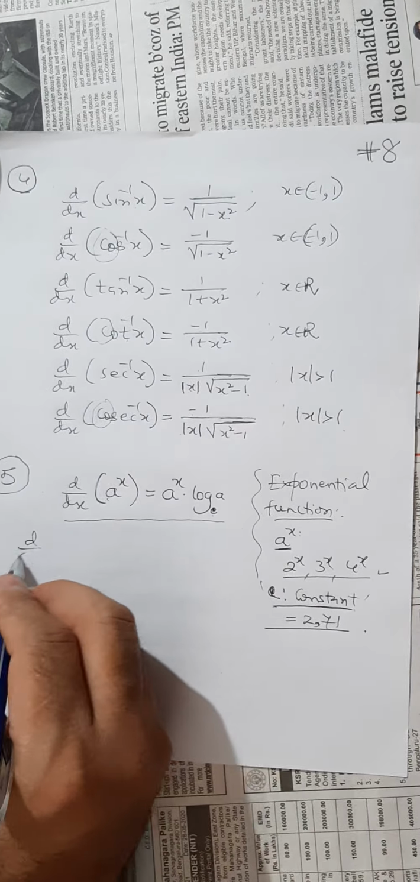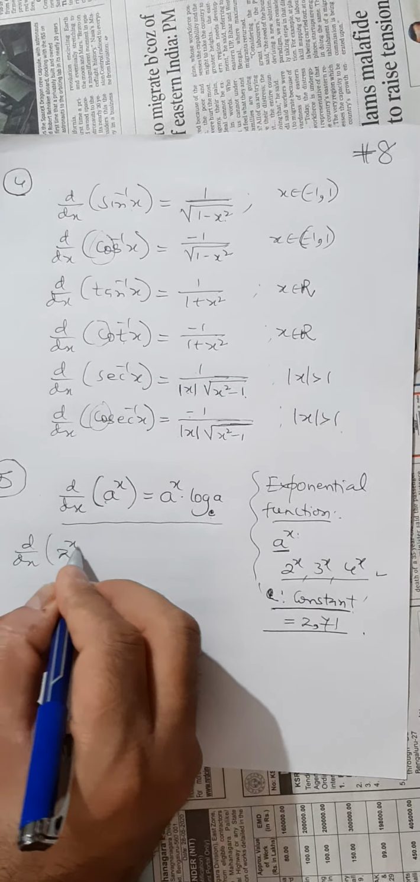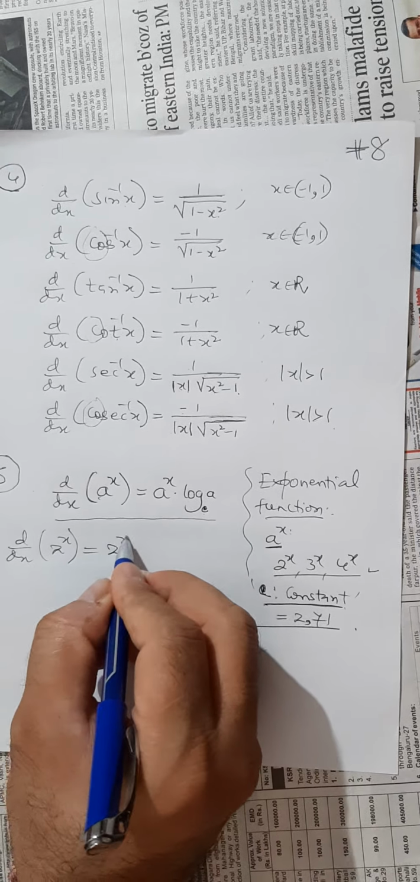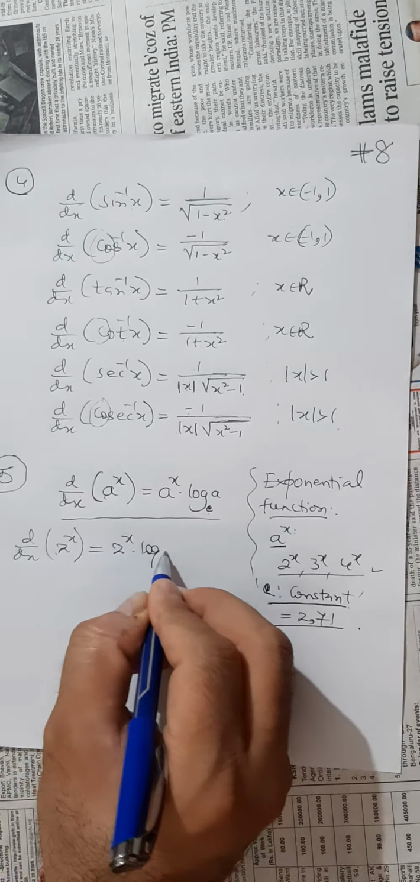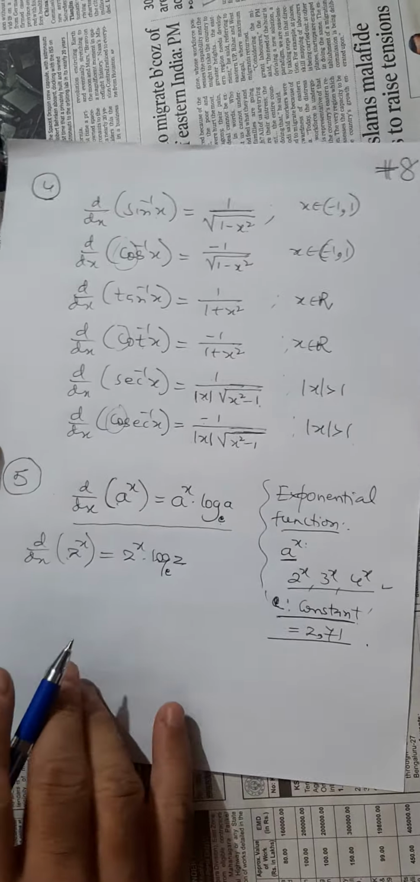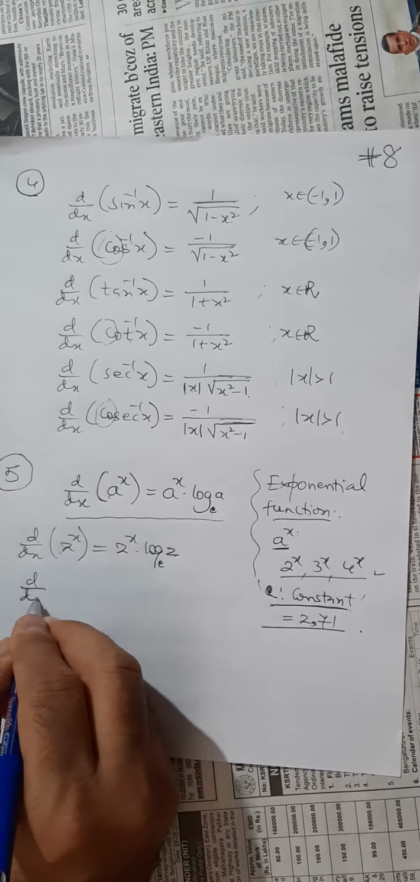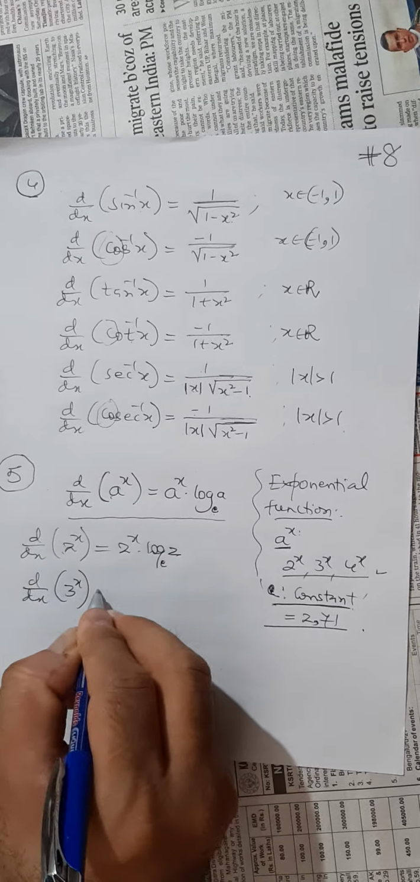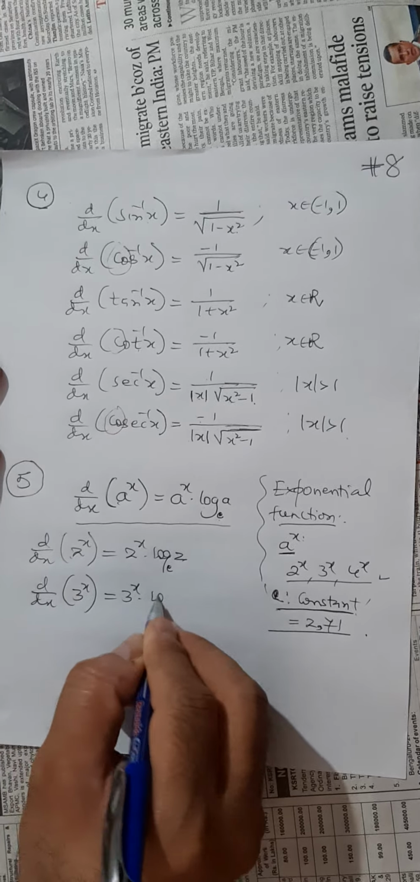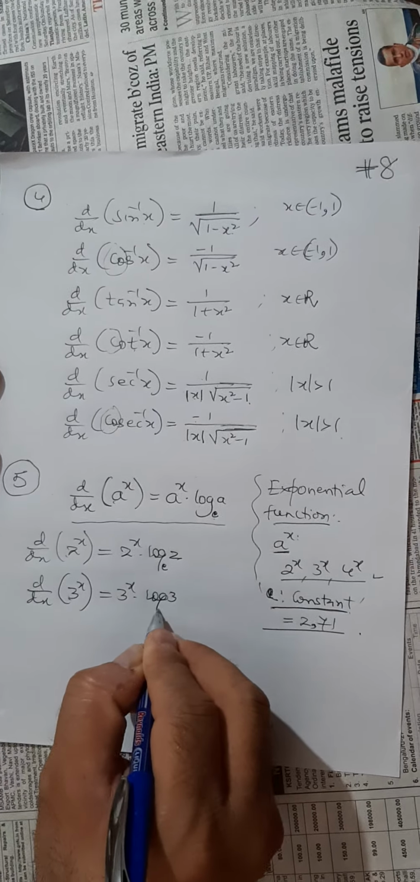So if I write, for example, what is the derivative of 2 raised to x? It is 2 raised to x into log of this number, which is 2, base e. What is the derivative of 3 raised to x? That is 3 raised to x into log of this number, which is 3, to the base e.